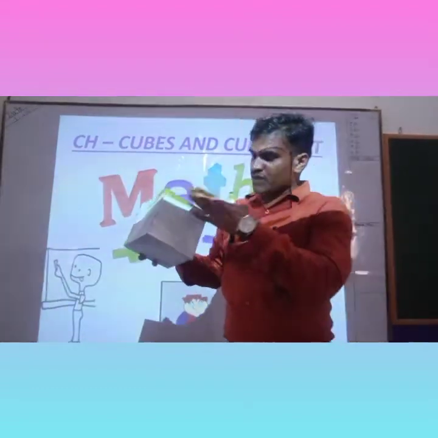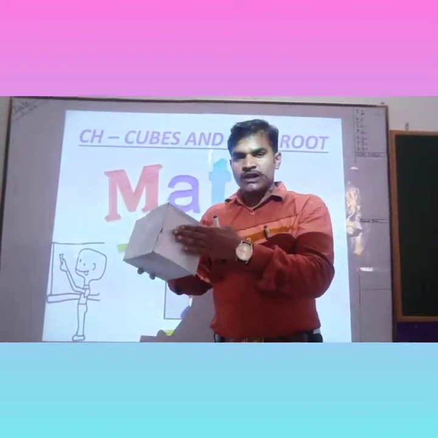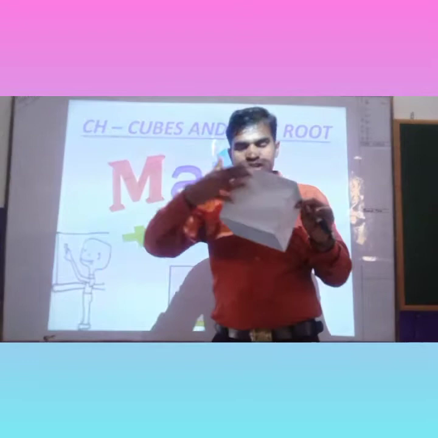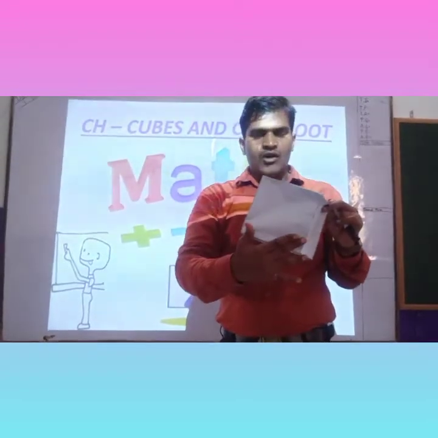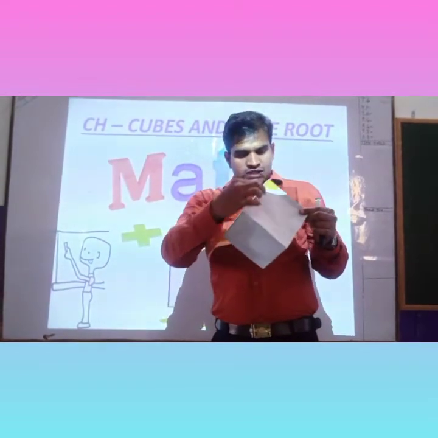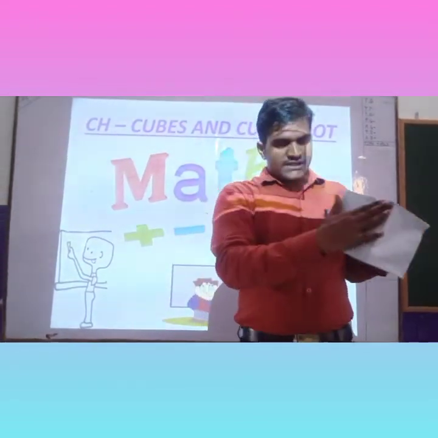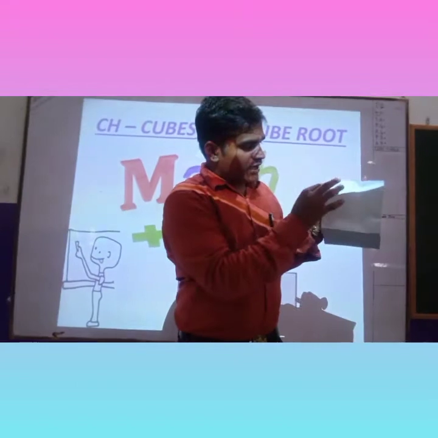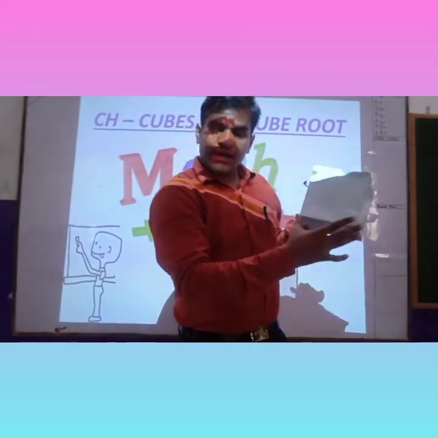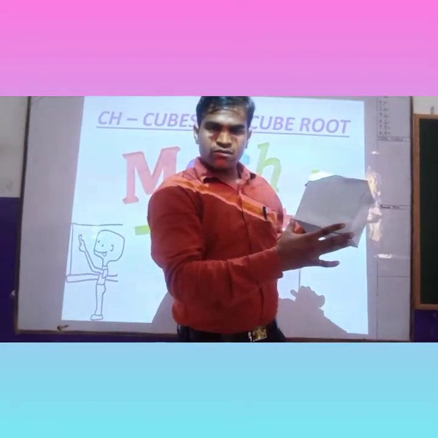Identical means all faces have equal length and equal breadth. So here there are 6 faces and each face is a square of the same dimension. The sides of these squares are equal. If this is 10 centimeters, then it will also be 10 centimeters.